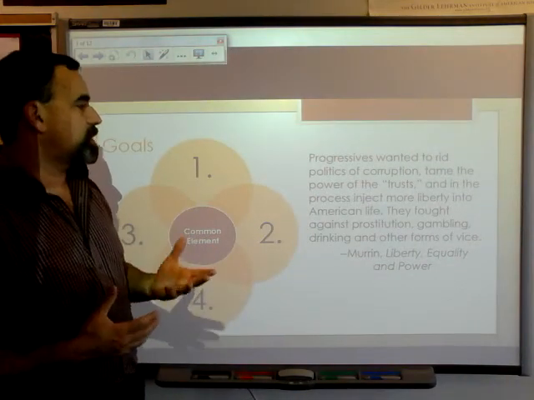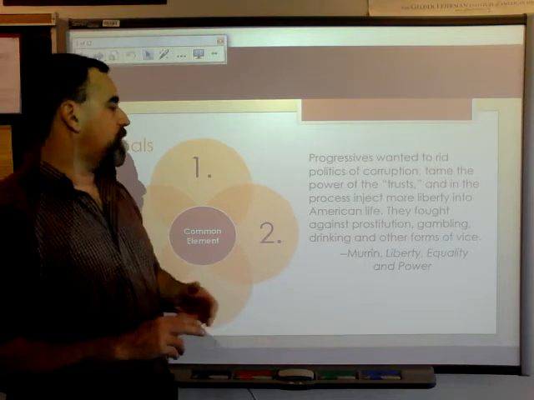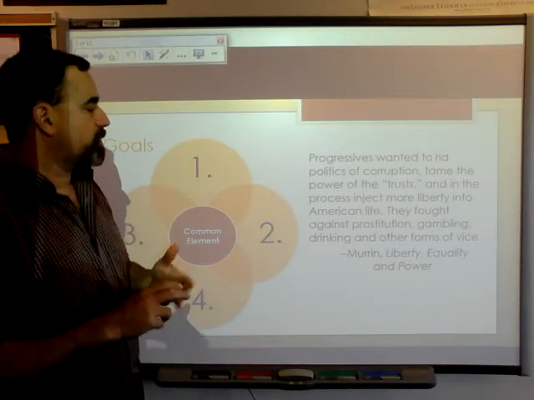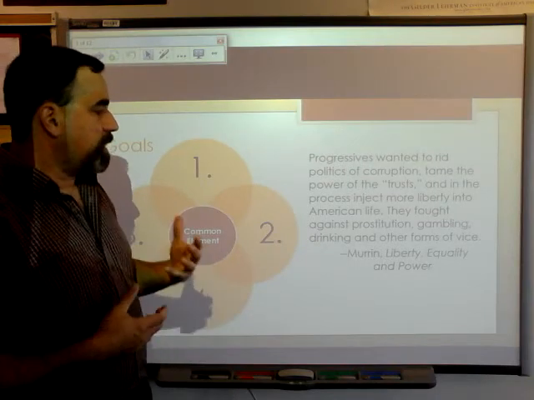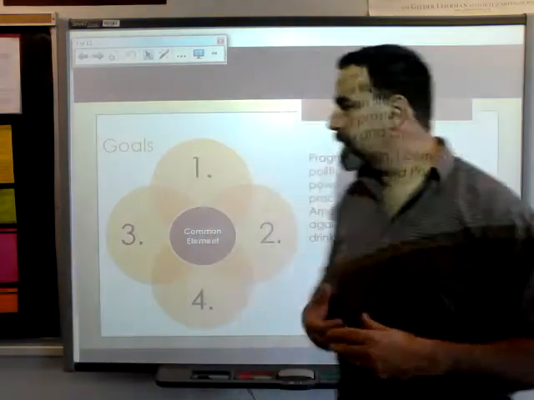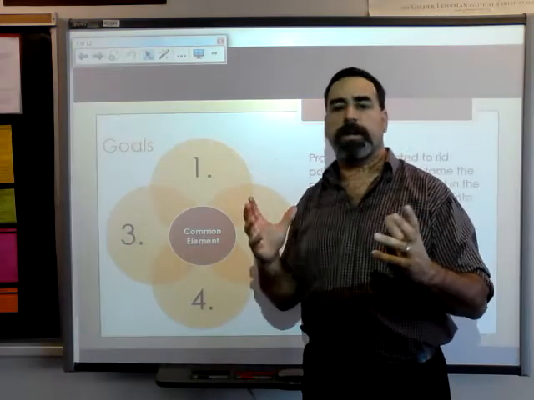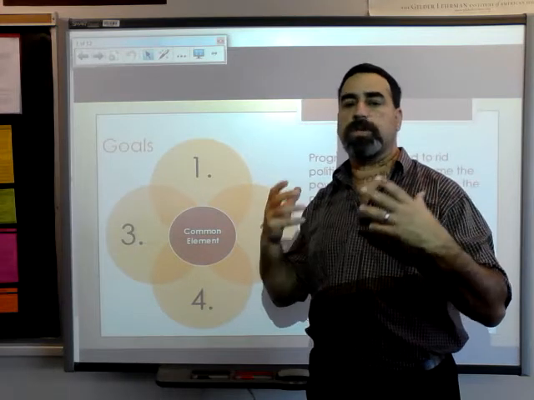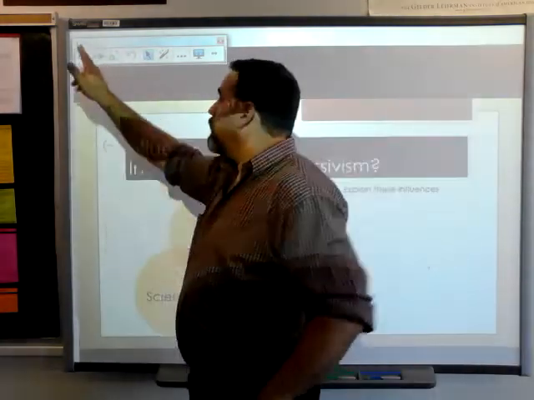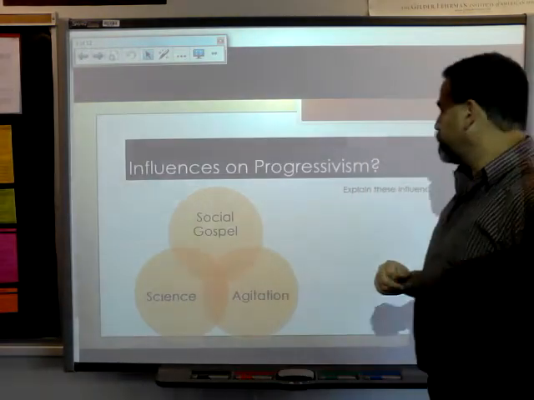Progressives wanted to rid politics of corruption, tame the power of the trust, and in the process inject more liberty into American life. They fought against prostitution, gambling, drinking, and other forms of vice. All of which is true. And again, there's a lot of stuff going on here, and it's difficult to see the progressives as being just one movement pushing its way forward. There were many influences on the progressive movement at this time.